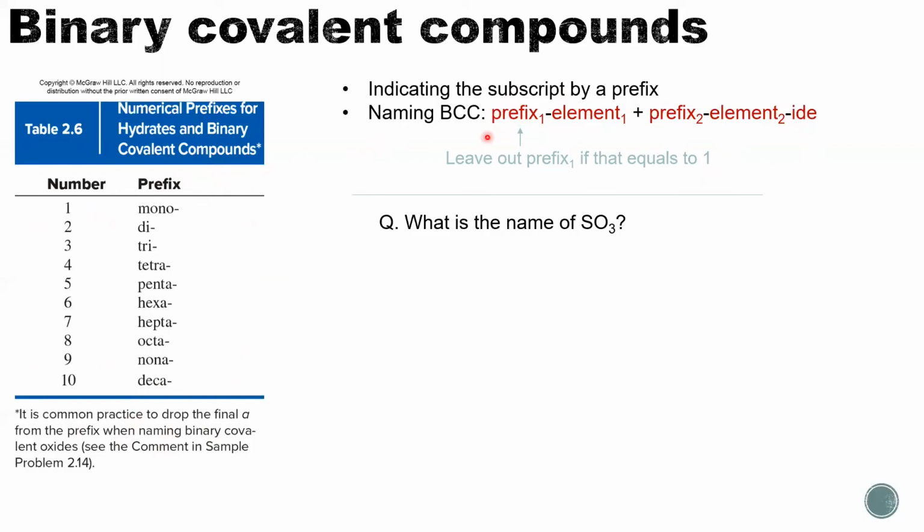If you're just following the naming rules, for the first step, how many sulfur are there? One, so it's mono. Monosulfur, three oxygens, trioxide. But because the first element, sulfur, has a prefix of one, we don't say mono, we just say sulfur trioxide. This is the name of the compound.